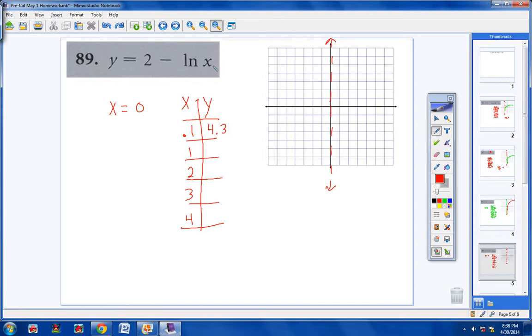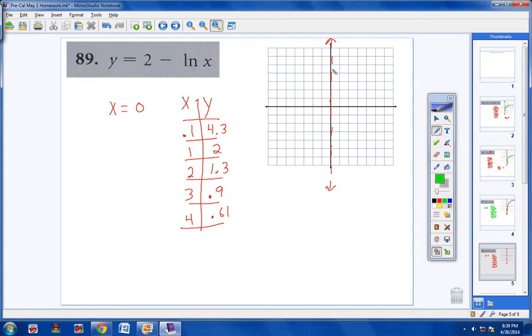Okay, so now we're going to put 1 in for x, so type into your calculator 2 minus the natural log of 1, and you will get out 2. And then type in 2 minus the natural log of 2. If you type that in correctly, you'll get 1.3. And then 2 minus the natural log of 3, and you will get out 0.9. And then 2 minus the natural log of 4, and you will get 0.61. So we're ready to sketch the graph here quickly.